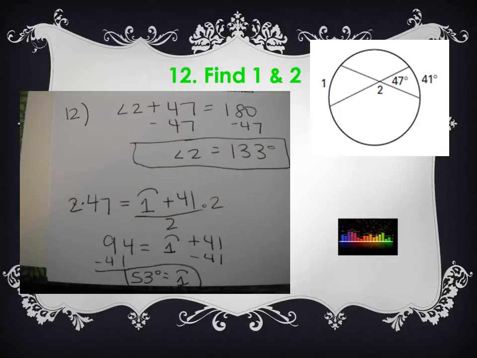So we've set up our equation and we need to solve for arc 1. We multiply both sides by 2 and we get 94 equals arc 1 plus 41. Subtract 41 from both sides and we get arc 1 to equal 53 degrees.